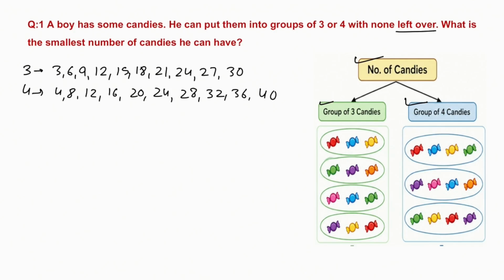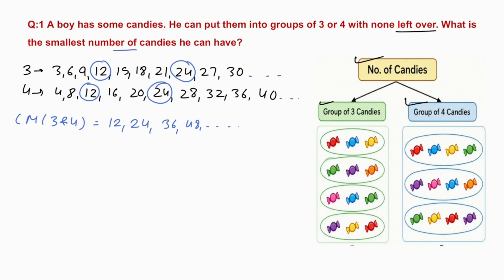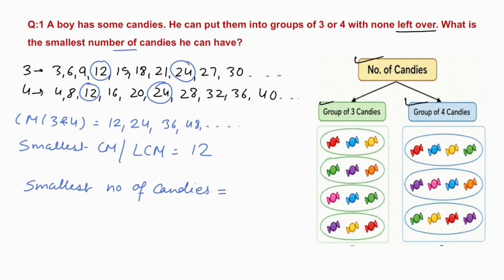Now, next we need to find the common multiples. So our common multiples are 12 and 24. If we go further, we can find 36, 48 also as a common multiple. So common multiples of 3 and 4 are 12, 24, 36, 48 and so on. But here we need to find the smallest common multiple or LCM, which is 12. So smallest number of candy he can have is 12.